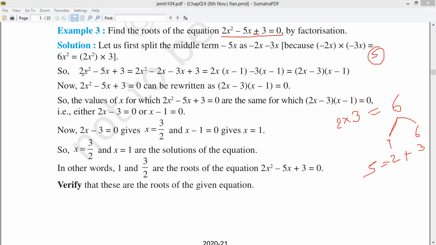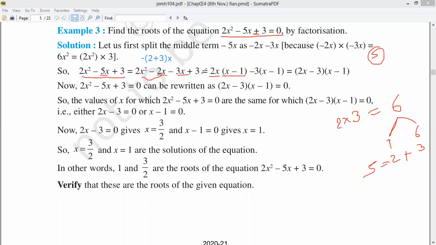सो यहाँ पर हम देख सकते हैं 2x square minus 5x plus 3 is equal to, अब 5x को हम लिख सकते हैं minus 2 plus 3 multiply by x. सो जब हम इसको ओपन करेंगे सो we will get minus 2x and minus 3x. So this term 5x becomes minus 2x and minus 3x and then plus 3. So 2x square और minus 2x से हम 2x कॉमन ले सकते हैं.